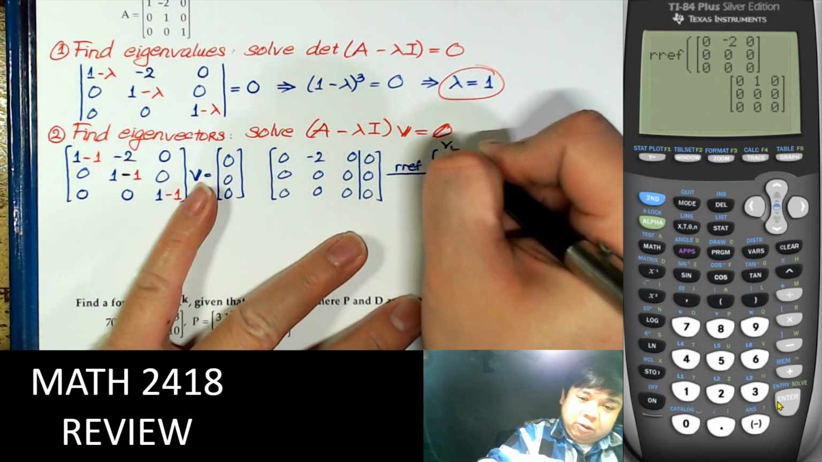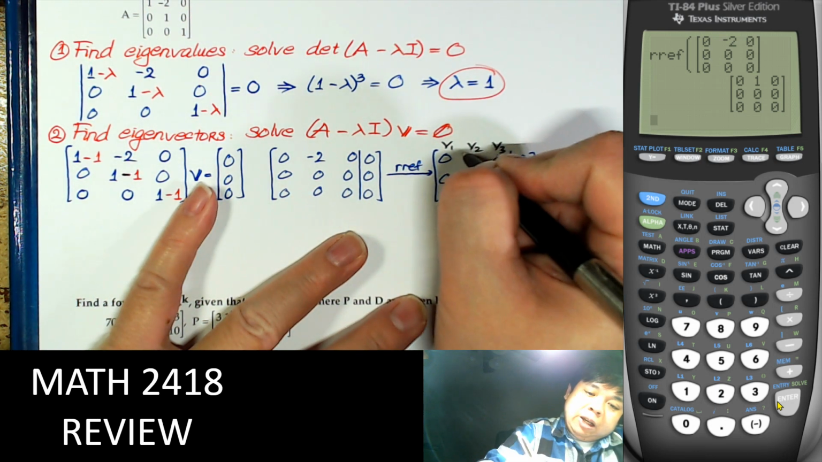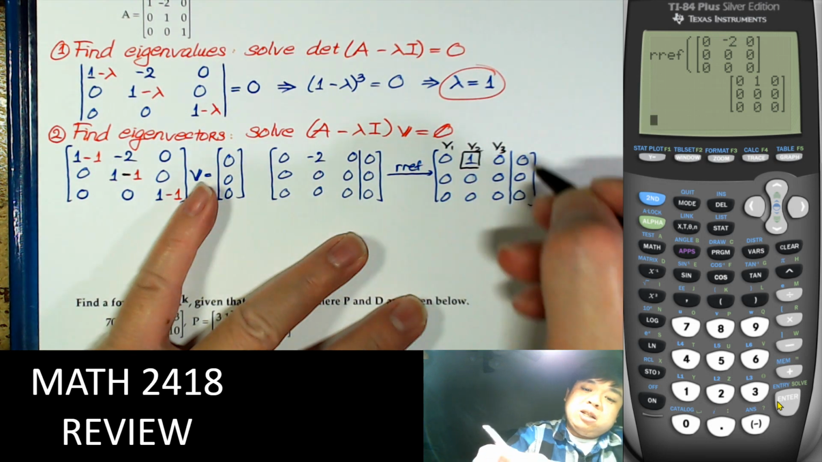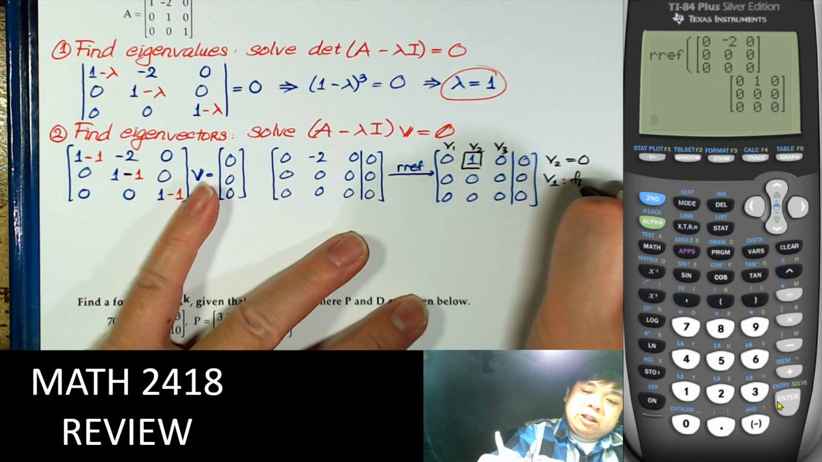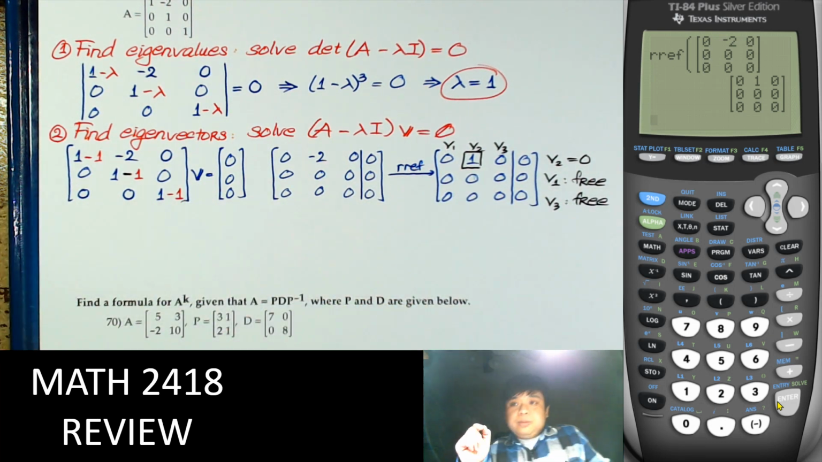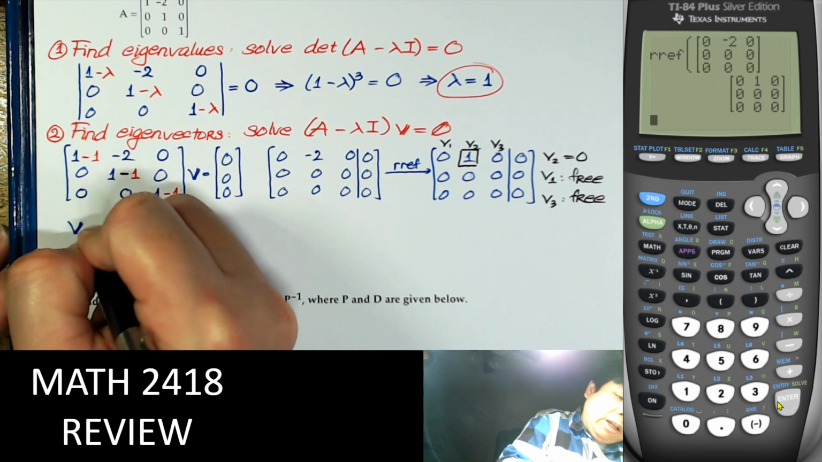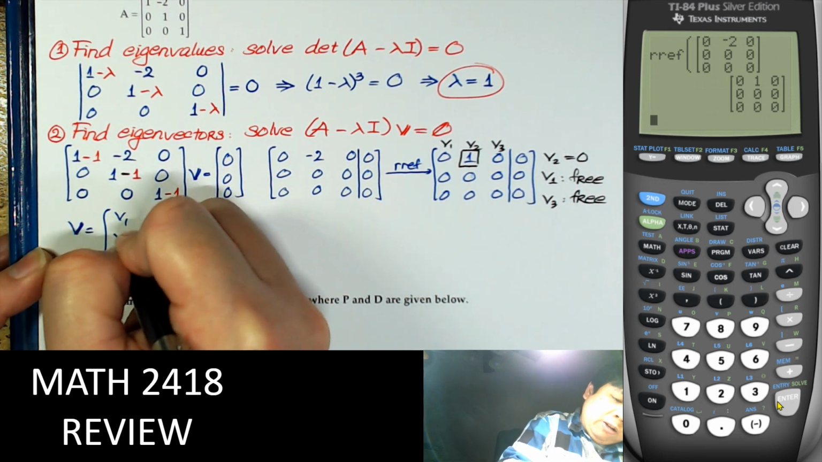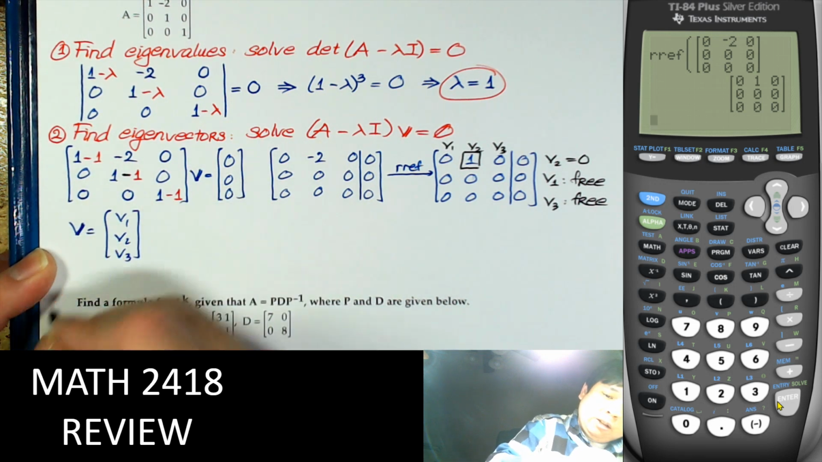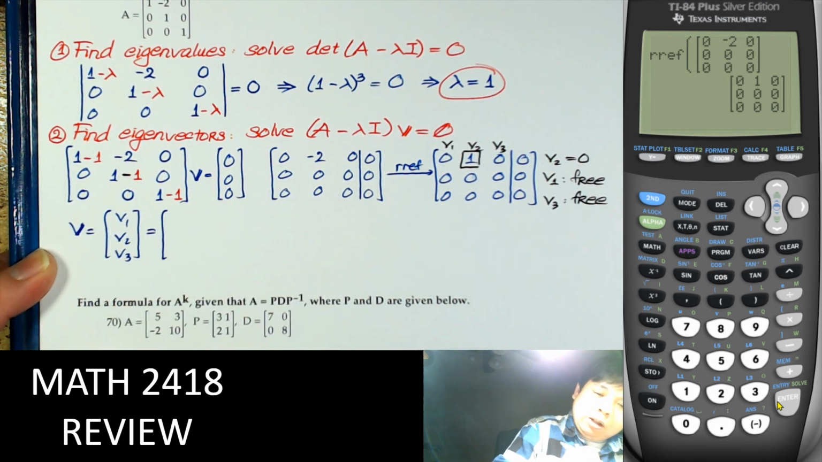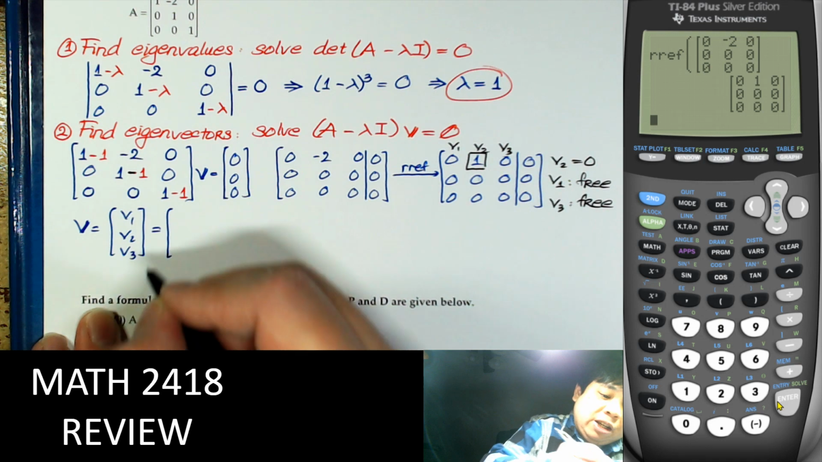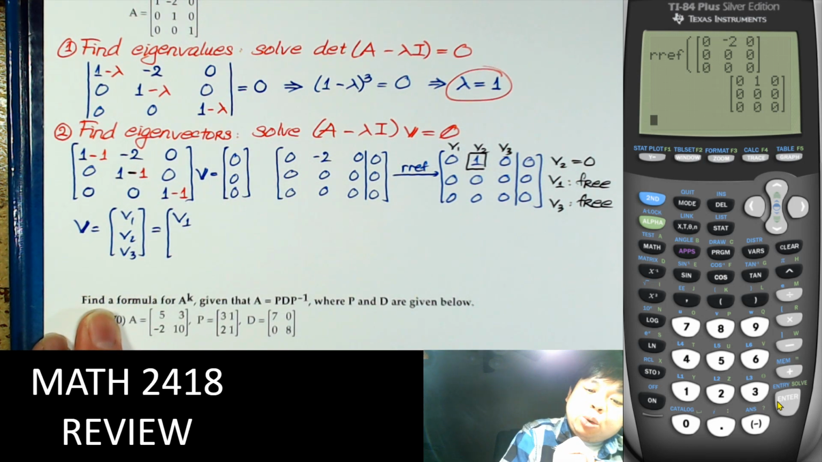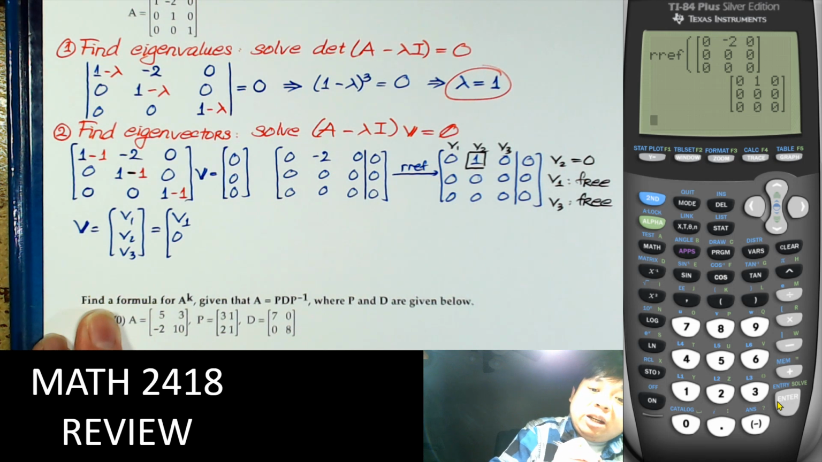So let's say we have v1, v2, v3, and so v1 is basic. I mean v2 is basic. We can say v2 is equal to 0, v1 and v3 are free. Right, so we write the solution as v is v1, v2, v3. V1 is free, so just v1 itself. V2 is 0, v3 is free, itself.